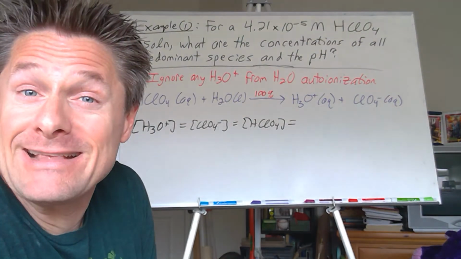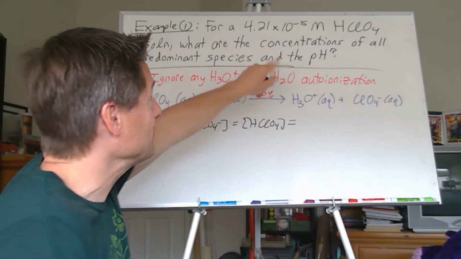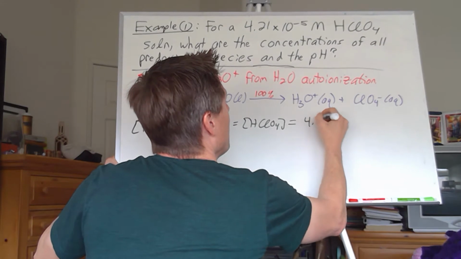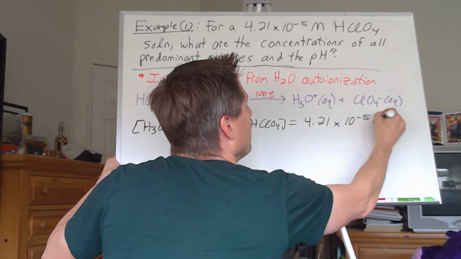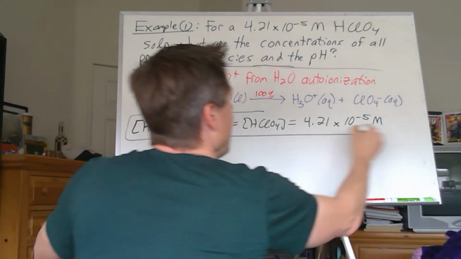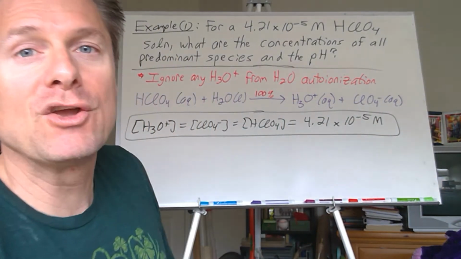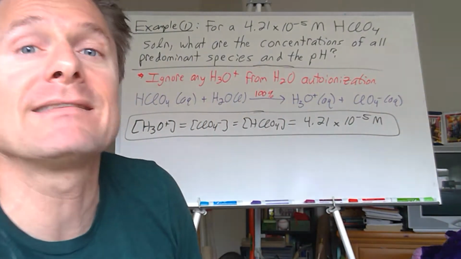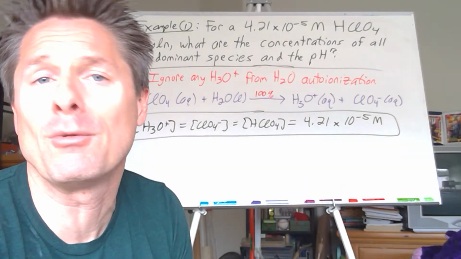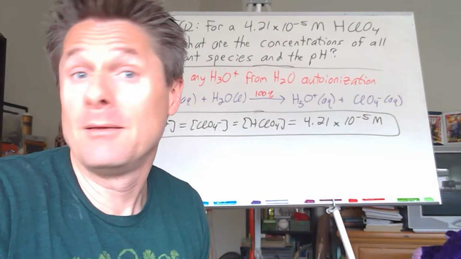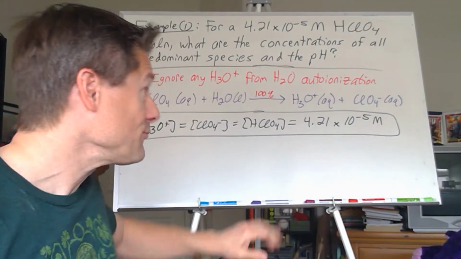That's why these are easy. You don't have to calculate anything. So let's just write that number down. So that'll be 4.21 times 10 to the minus fifth molar. Man, isn't that a piece of cake? Now, we could calculate the OH minus concentration if we wanted to using the KW, but that's not a predominant or major species, so I didn't ask for that. But I could have.